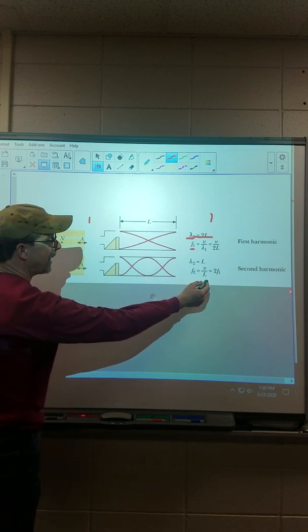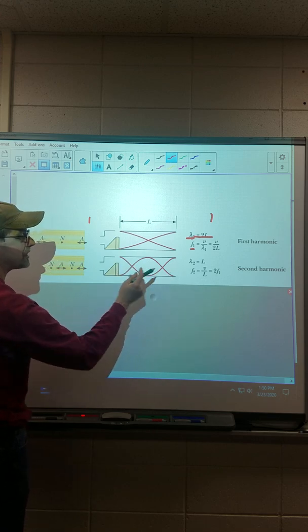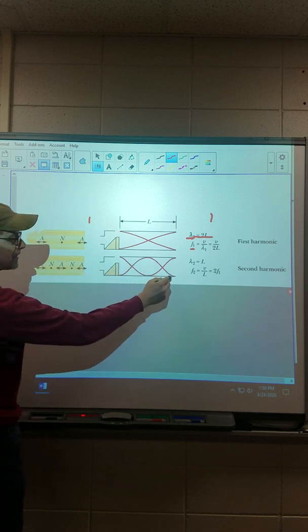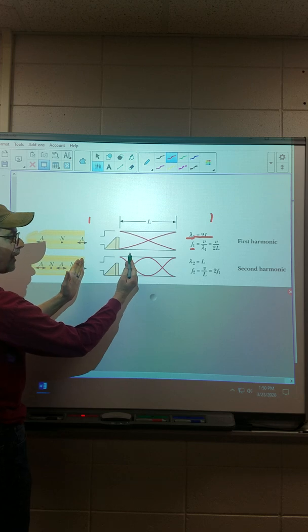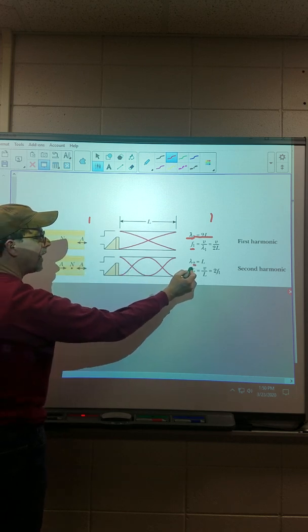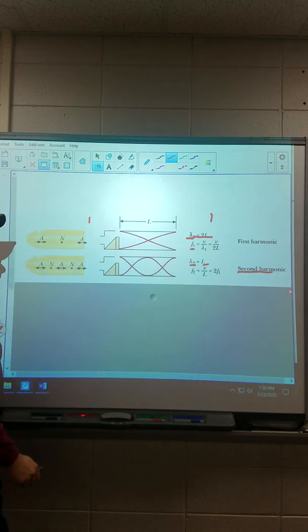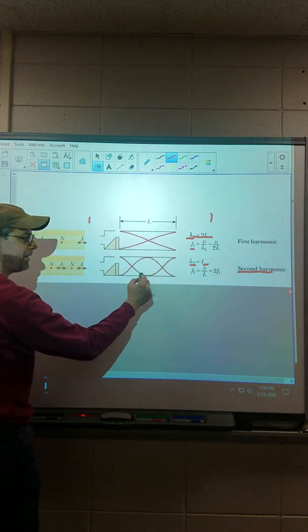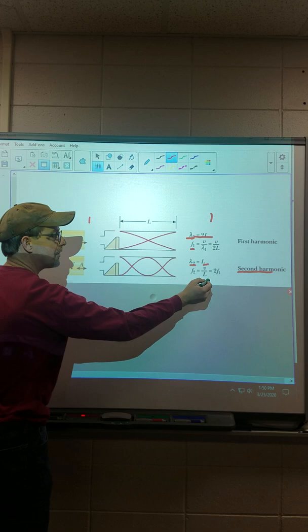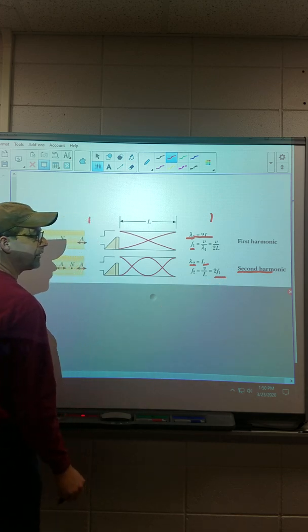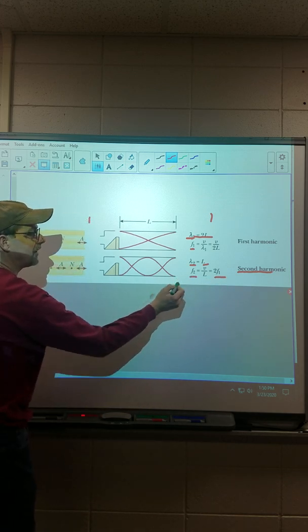My second harmonic, this right here, you'll notice that the way that this would be represented is actually just kind of offset a little bit. Here, my wavelength of the second harmonic is just going to be L, because this actually ends up being one complete wavelength. So this is actually going to be double the frequency that I initially had.